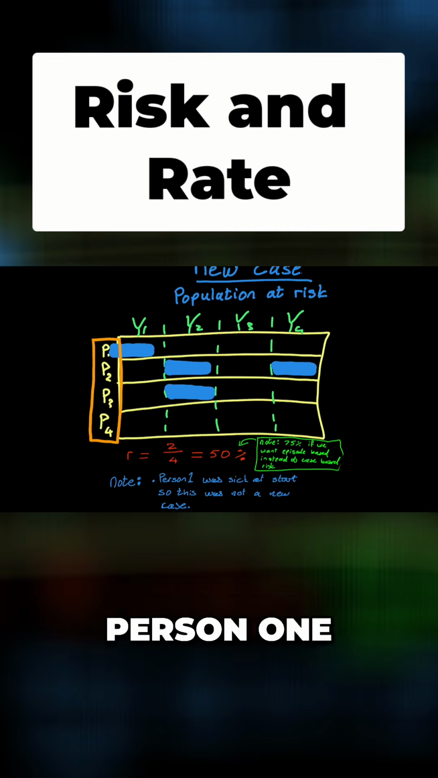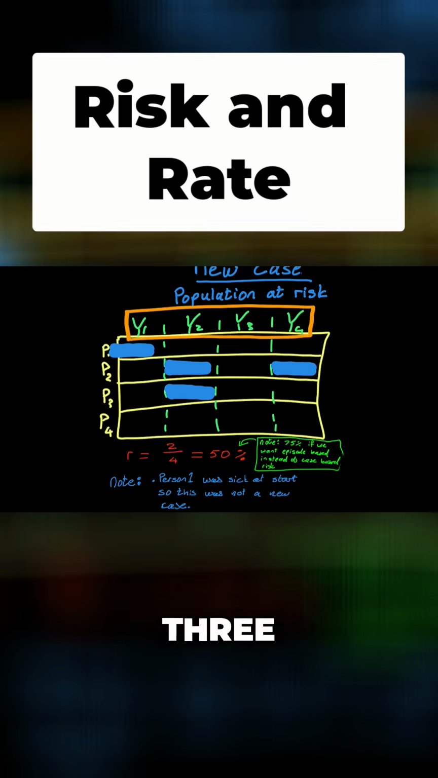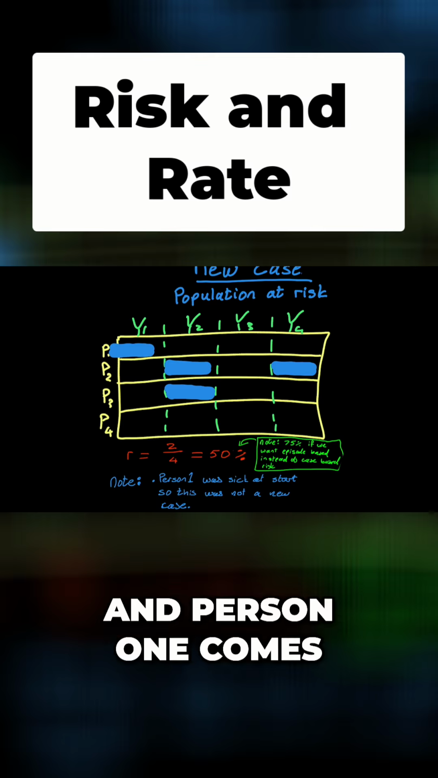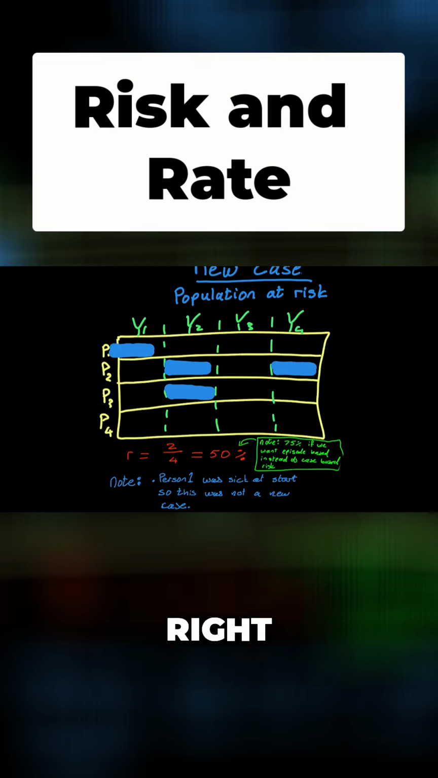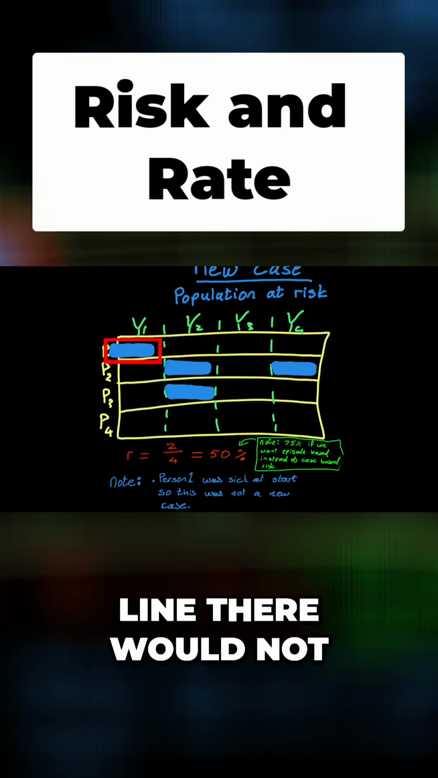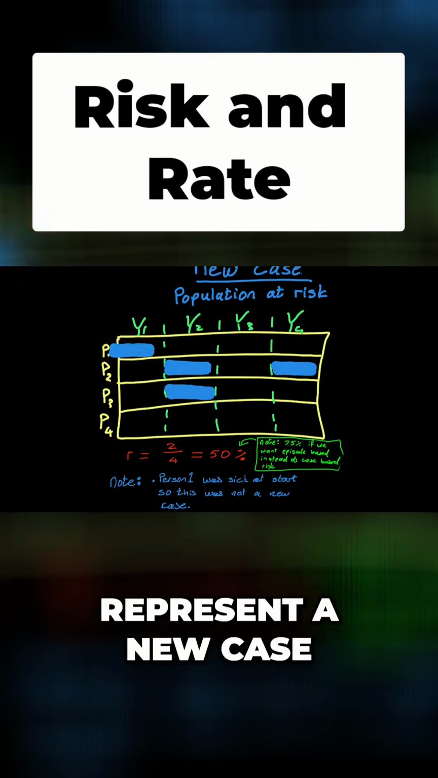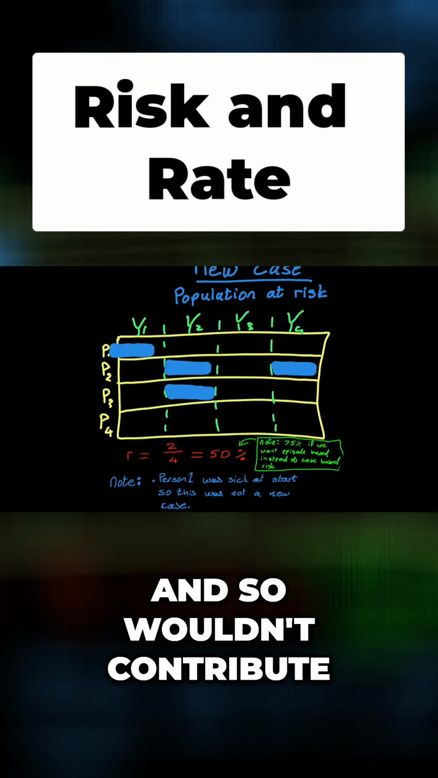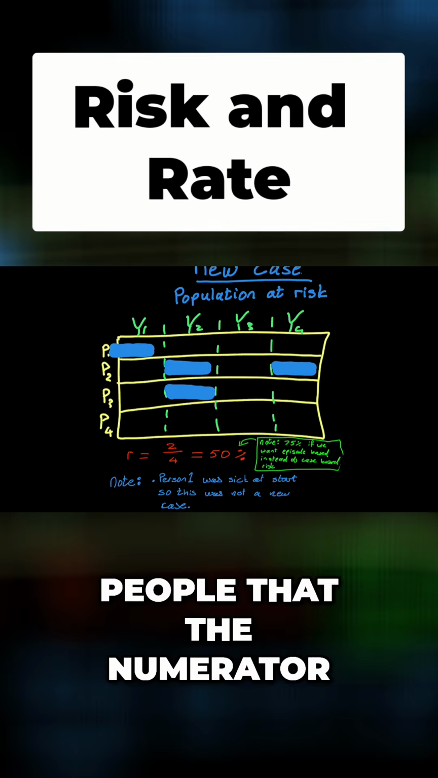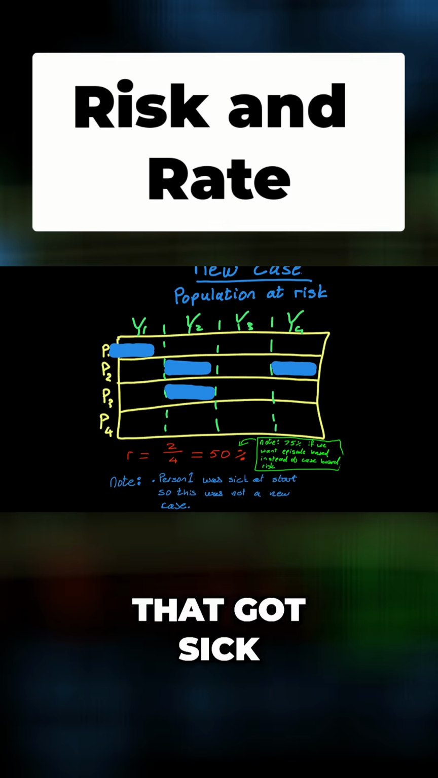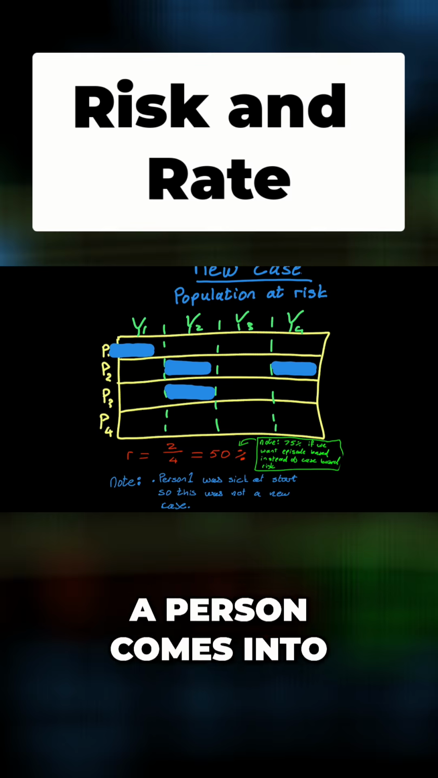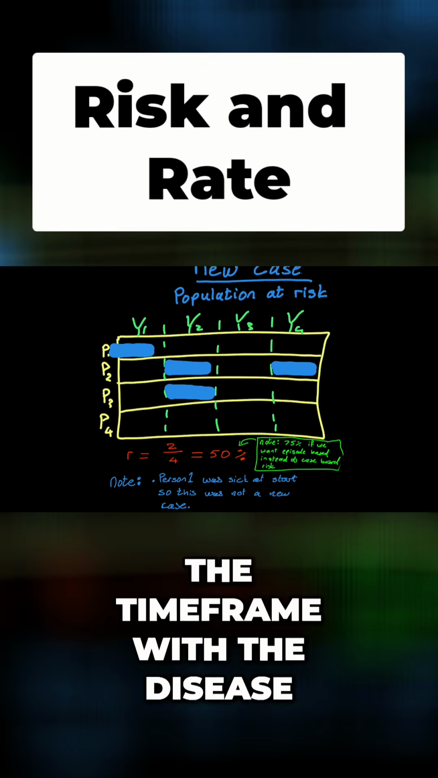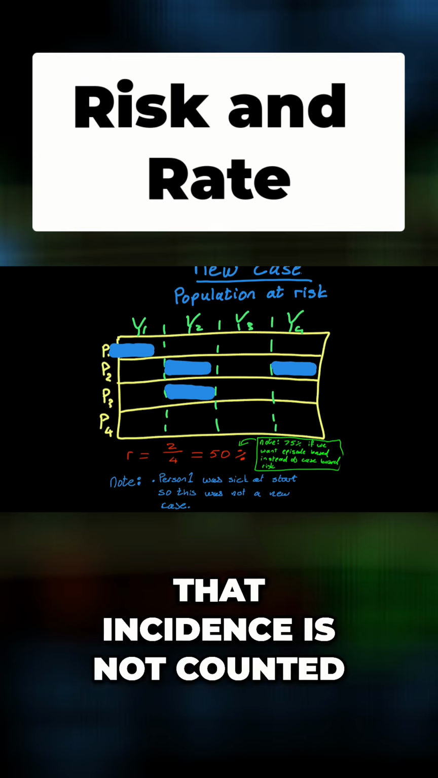I've got 4 people, person 1, 2, 3, and 4, and years 1, 2, 3, and 4. So 4 years, 4 people. And person 1 comes into our time frame already sick. So that blue little line there would not represent a new case, and so wouldn't contribute to the numerator, the number of people that got sick. So that's the first thing I want to point out. It's new cases. If a person comes into the time frame with the disease, that incidence is not counted.